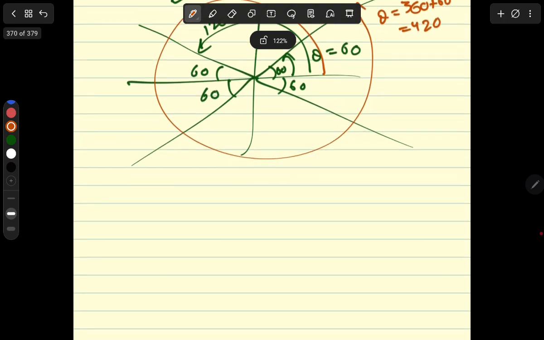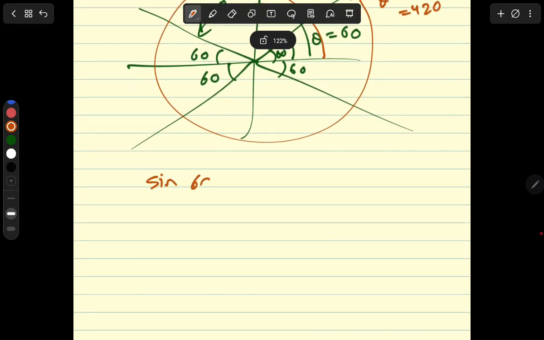Now put this in your calculator. So sine of 60 is equal to sine of 120 is equal to sine of 420. All these values are going to produce a result root 3 upon 2. Right?